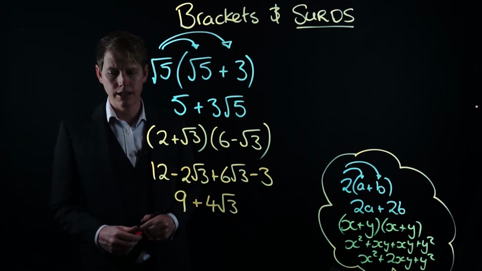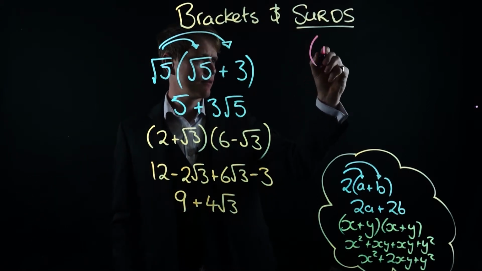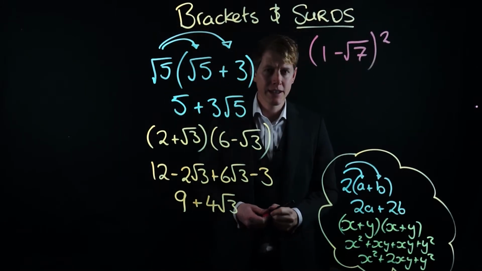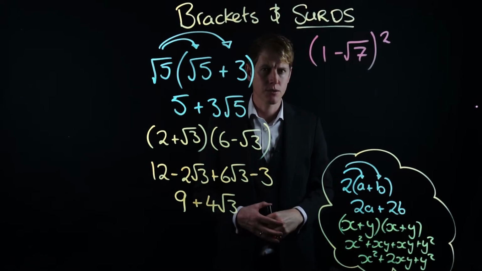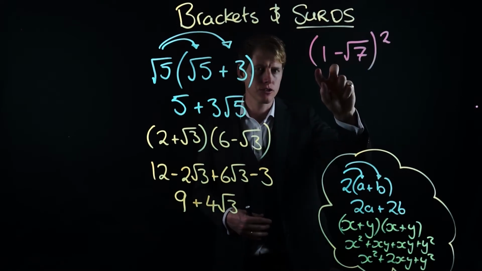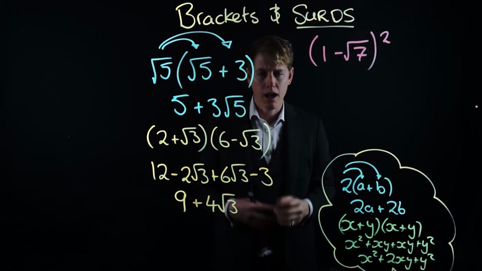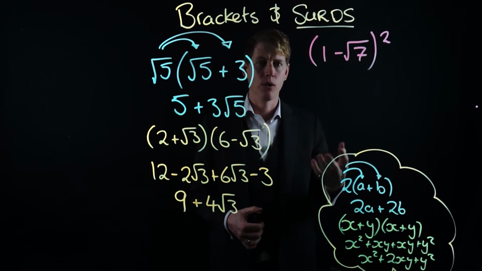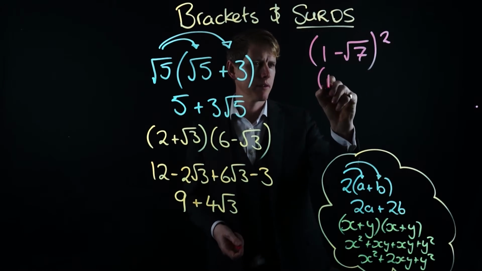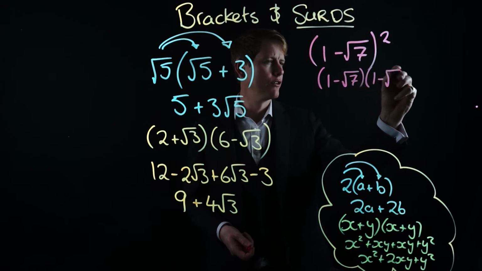We're going to do one more slightly harder example, which is going to wrap this up. In this example, we're doing 1 take away root of 7, all squared. Now be careful. There is a very common mistake that's made here, thinking that you can just do 1 squared and then minus 7 or minus root of 7 squared. I always think it's a good idea to write this out longhand. So this, because we're squaring a number, we're multiplying it by itself, is the same as 1 take away root of 7 multiplied by 1 take away root of 7.